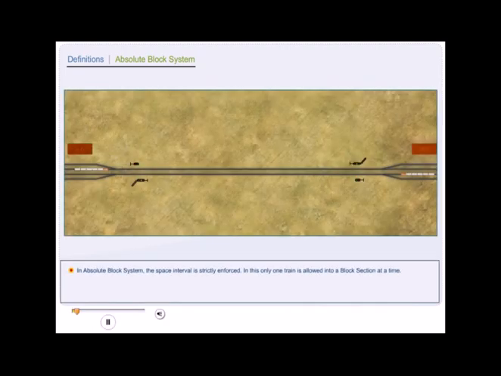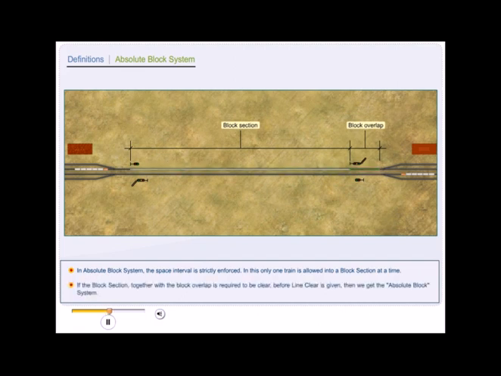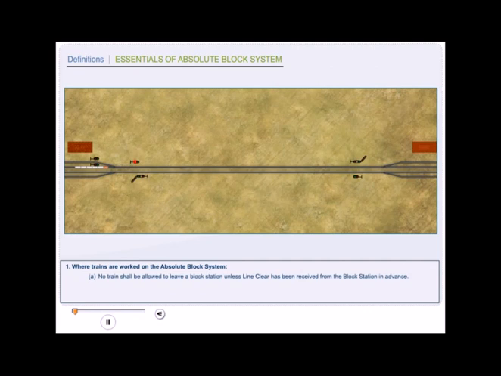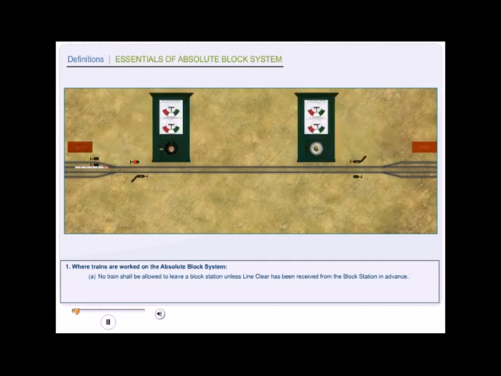In absolute block system, the space interval is strictly enforced. In this, only one train is allowed into a block section at a time. If the block section, together with a block overlap, is required to be clear before line clear is given, then we get the absolute block system, where trains are worked on the absolute block system.